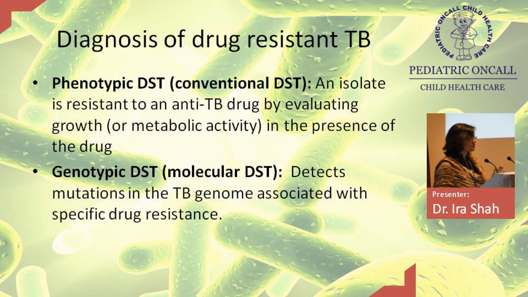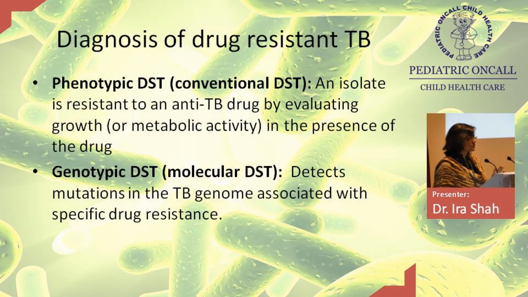The genotypic DST is based on molecular tests. It's based on NAAT, nucleic acid amplification test. It will look at the PCR, detect the bacilli, look for a particular mutation. So if you have an INH resistance that you are looking for, you look for the inhA gene mutation, or you look for the katG mutation. If you're looking for rifampicin, you look for the rpoB mutation. So you are looking at specific mutations.